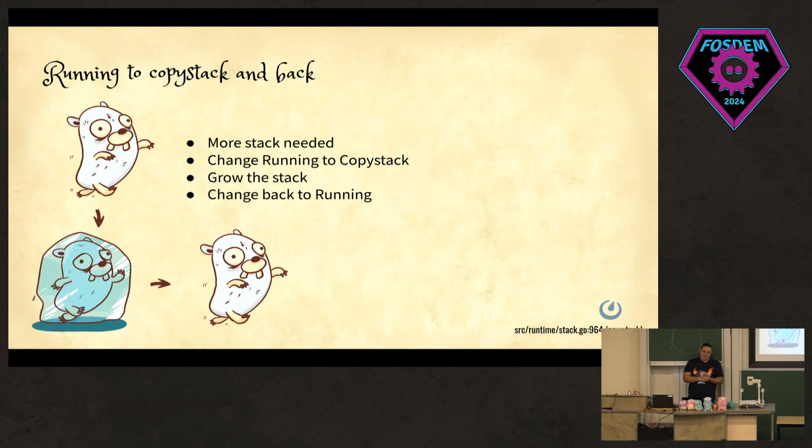The other thing that is interesting is the copy stack status. Whenever a goroutine needs to grow the stack, because it needs more space for the function parameters or for the local variables of the function execution, it passes through this process where it moves from running to copy stack. It's going to reserve double the current stack size in memory, copy over all the information from one place to another, and change the pointers, and then it's going to move back from copy stack to running again.